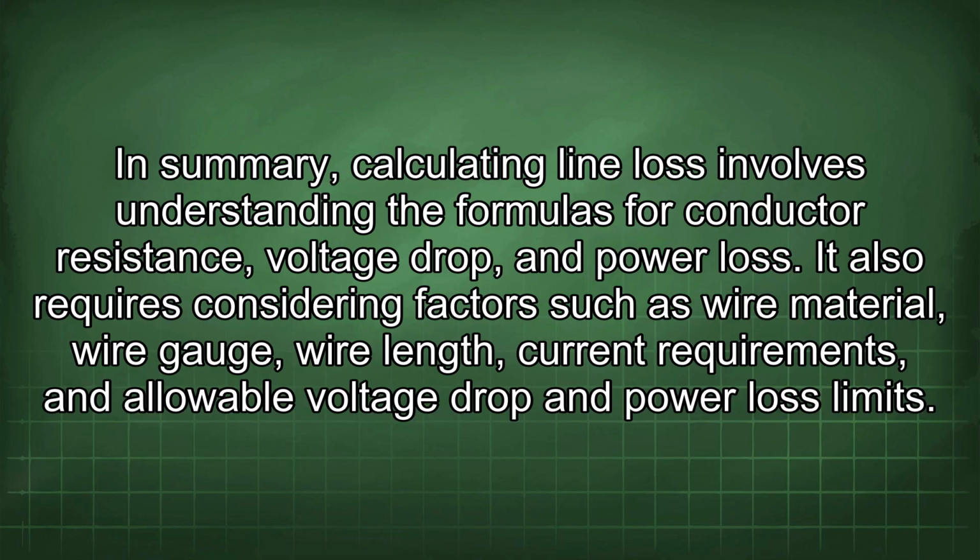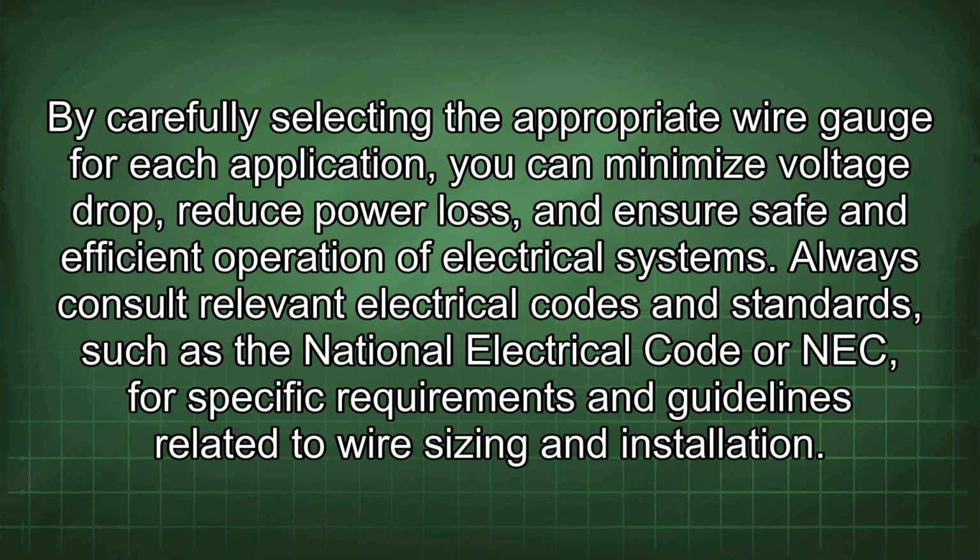In summary, calculating line loss involves understanding the formulas for conductor resistance, voltage drop, and power loss. It also requires considering factors such as wire material, wire gauge, wire length, current requirements, and allowable voltage drop and power loss limits. By carefully selecting the appropriate wire gauge for each application, you can minimize voltage drop, reduce power loss, and ensure safe and efficient operation of electrical systems.